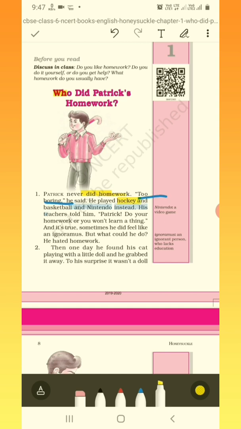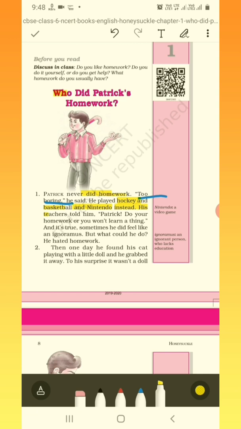You know what hockey is, right? It's basically a bat and ball sort of game where there are two goalkeepers and the ball is played and passed between players who try to score a goal. And Nintendo is a video game. Patrick was a boy who loved playing games, but when it came to doing homework, he wouldn't enjoy it as much as other activities.